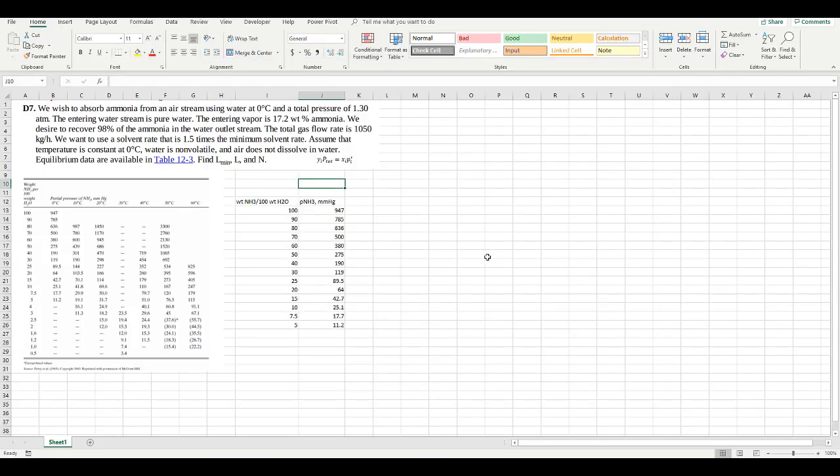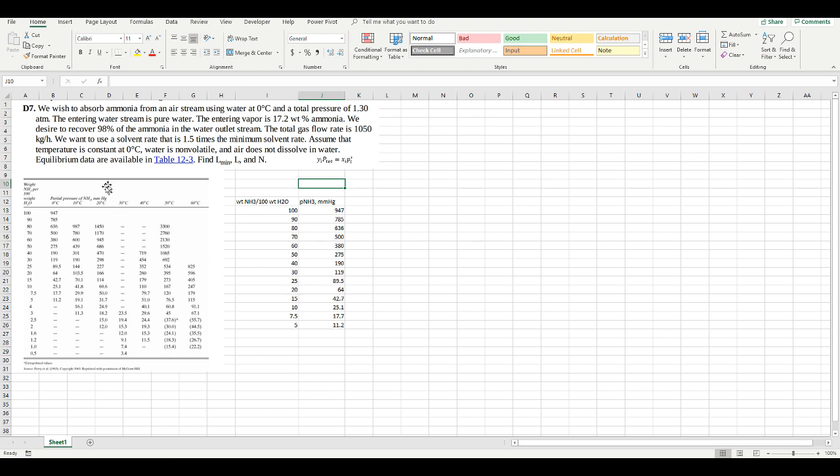Okay, so here we have a problem where we're absorbing ammonia from an airstream using water. In this case, the ammonia is going from the airstream to the water at a total pressure of 1.30 atmospheres, and we have these flow rates and compositions, and we're tasked with finding L min, L, and N, and we know that the solvent rate is 1.5 times L min.